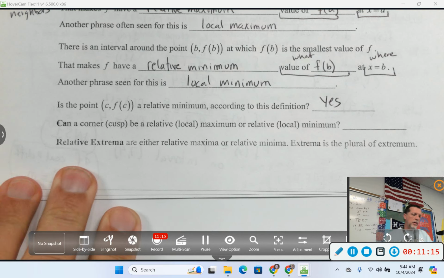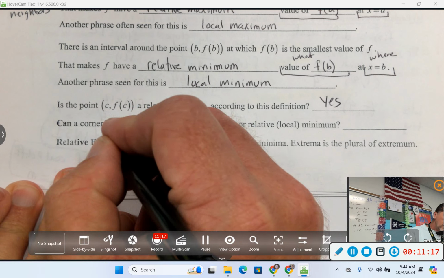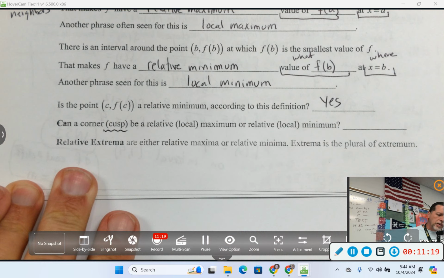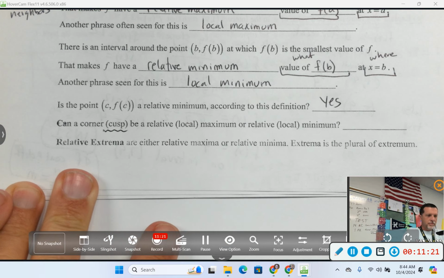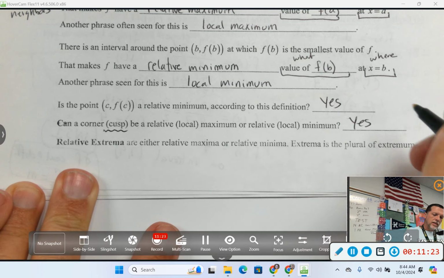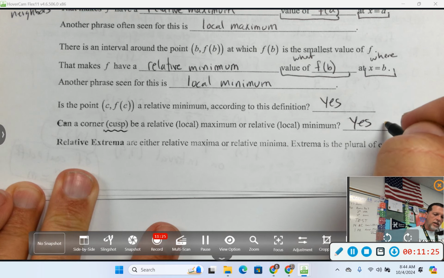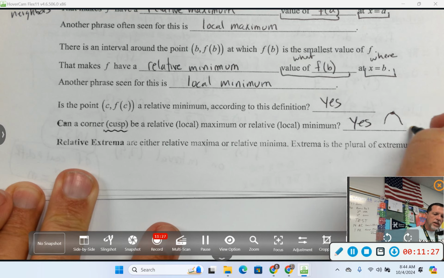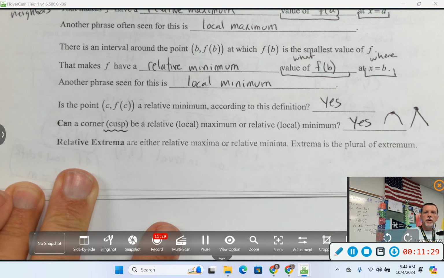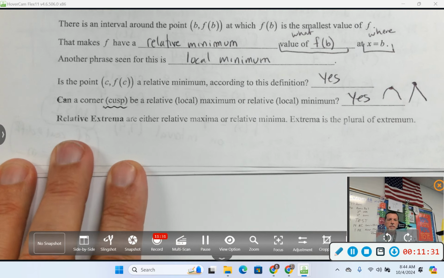And this may be why some of you were shaking your head no. So can a cusp be a relative max or min? Yes. So a max might be the top of a hill, or it might be the top of a mountain. But either one is a relative max.